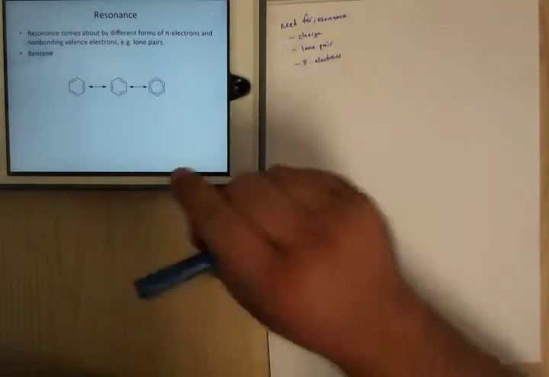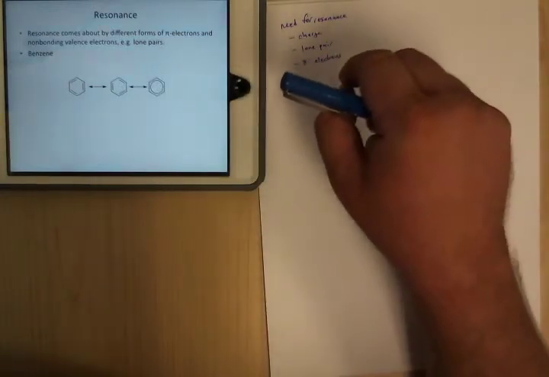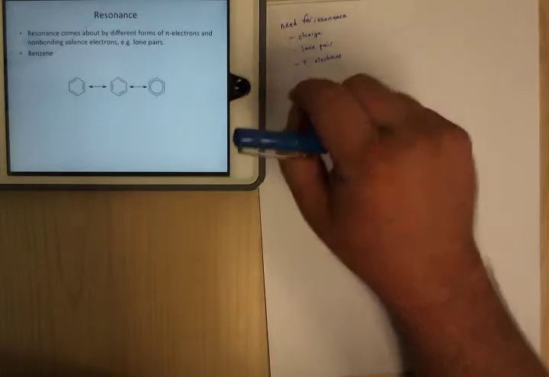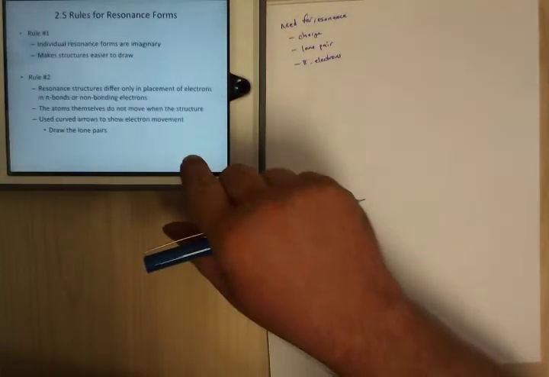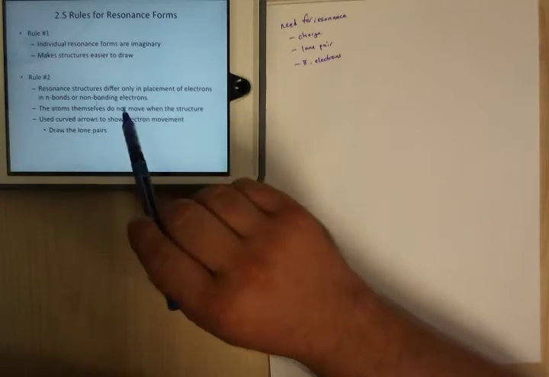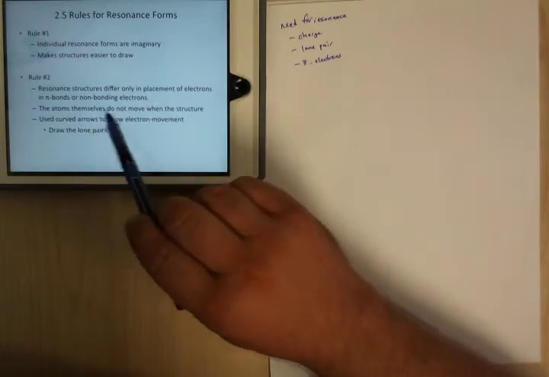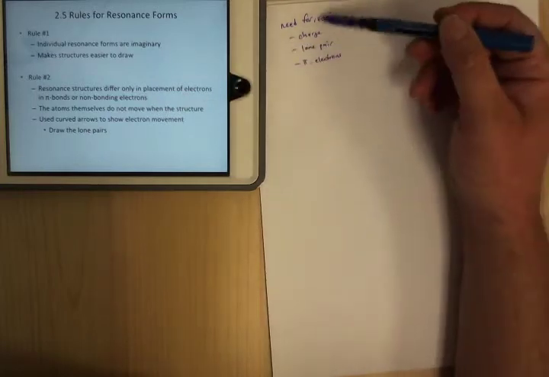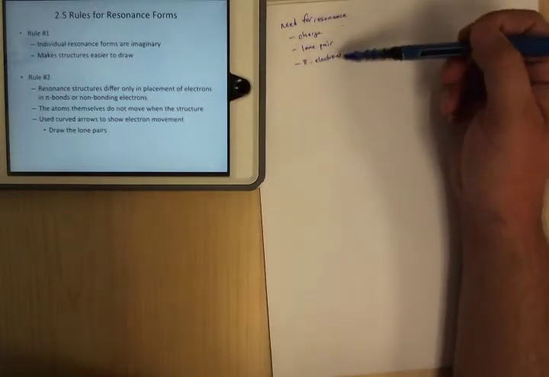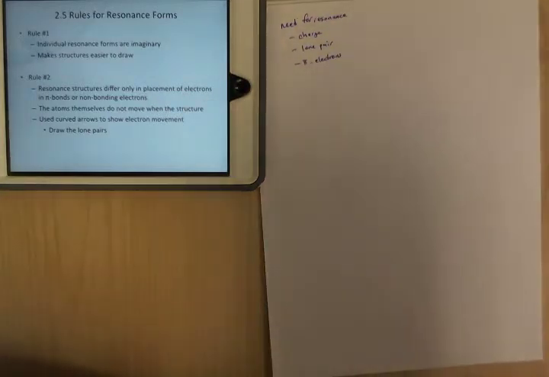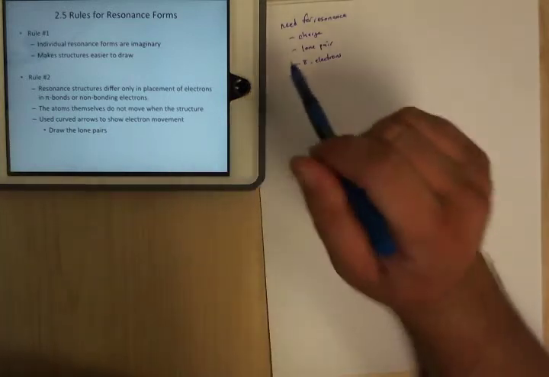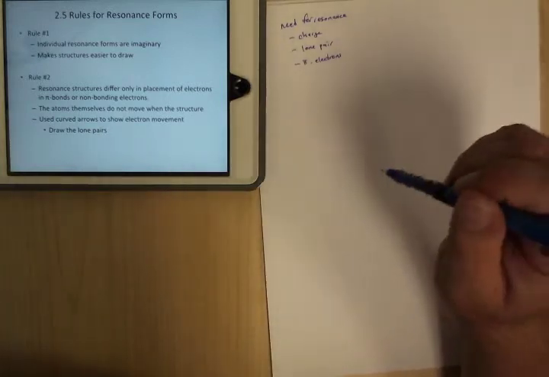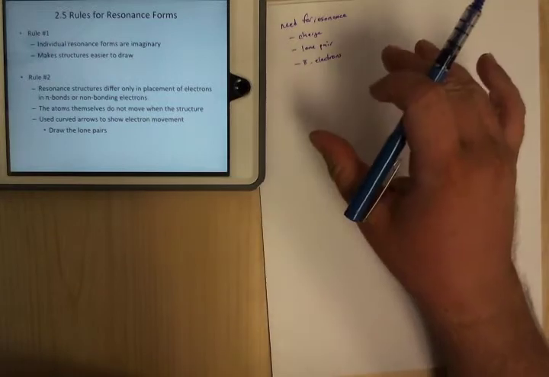Each of the individual resonance structures are essentially equivalent, although for some, we'll get into more of that later in the course. Again, resonance only moves the placement of electrons of pi bonds and non-bonding electrons. Rule 2 is that it has to satisfy one of these rules: it has to have either a charge, a lone pair, or pi electrons involved. If it doesn't, don't worry about it. No atoms themselves move. It's just electrons moving.